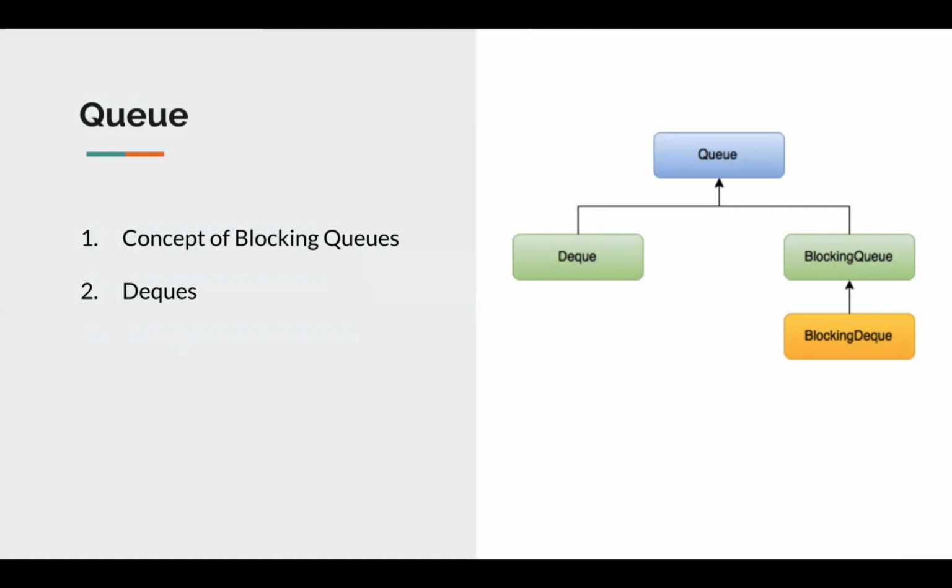Similarly, whenever a dequeuing operation is taking place, the enqueuing operation is put on hold. So that's where the concept of blocking queues comes in. Deques are basically open-ended queues. As we know, queues only have one entry point, first in, first out, but deques have two entry points. So that's an open-ended queue that we have.